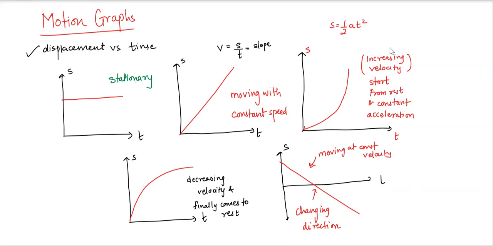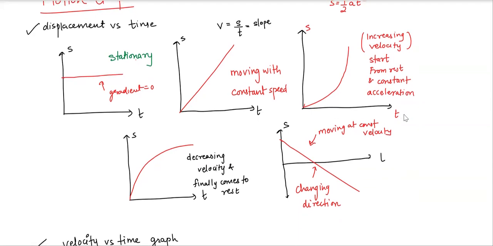We need to know that in a displacement versus time graph, the gradient of that graph gives us the velocity. So in the first example, you will see that the gradient is zero. It means the velocity is zero. Here, the gradient is constant. It means the velocity is constant. While in the third example, you will see that the gradient is constantly increasing. So it is an increasing velocity. In another scenario, the gradient can be decreasing. So it can be a decreasing velocity. And when it gets flat, the velocity will be zero.